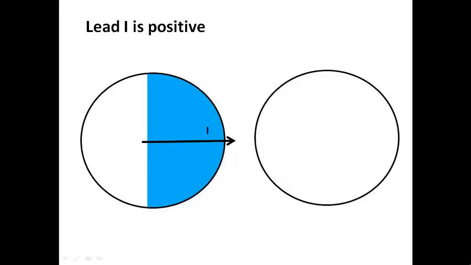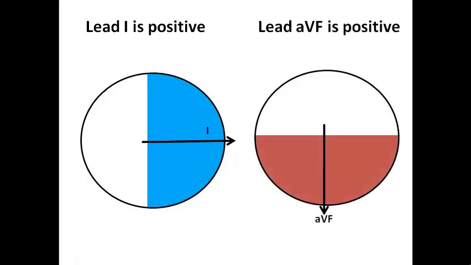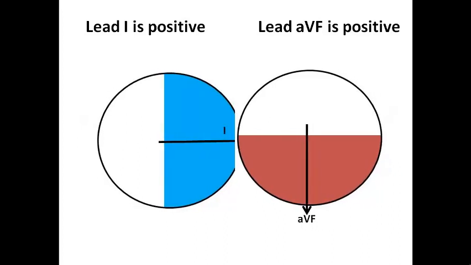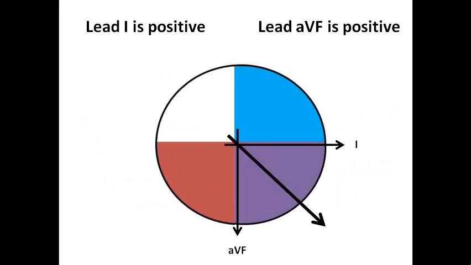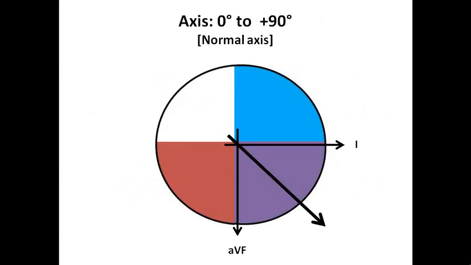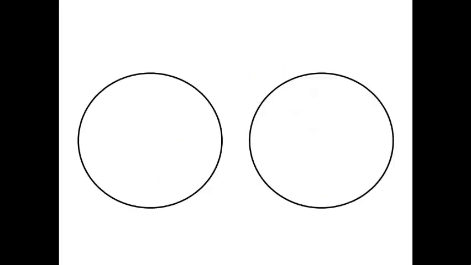If lead 1 is positive, it is directed towards 0 degrees, so I could expect that the left half of this circle, which is turned blue, is the direction of the axis of ventricular depolarization. And if lead AVF is as well positive, it is directed towards the lower half of the circle, towards plus 90 degrees, as we expect here. So if I merge these two images together, I would expect that the axis of ventricular depolarization is between 0 to plus 90 degrees, so it is towards the left lower quadrant and it is normal axis.